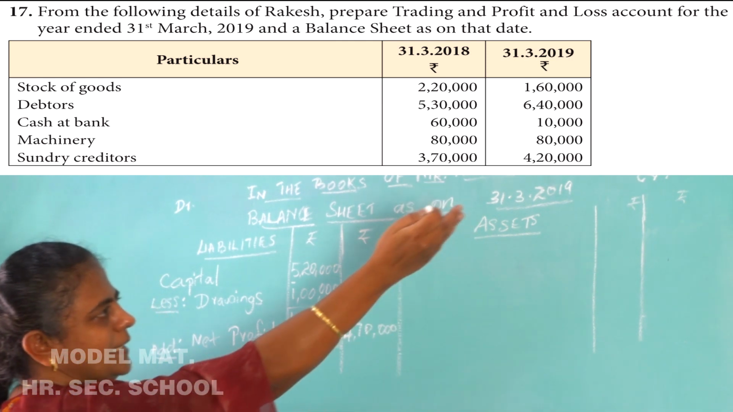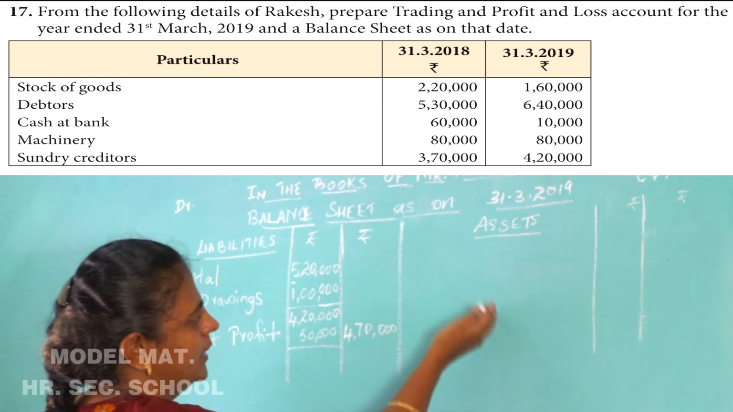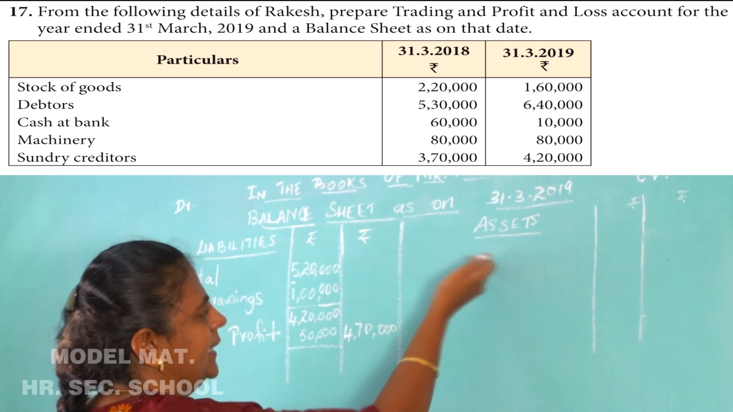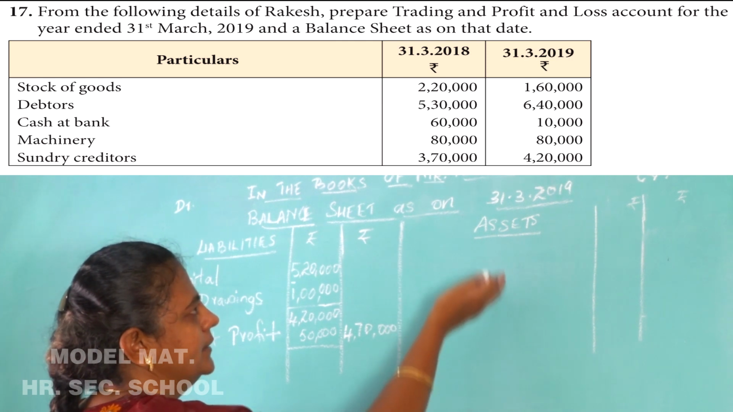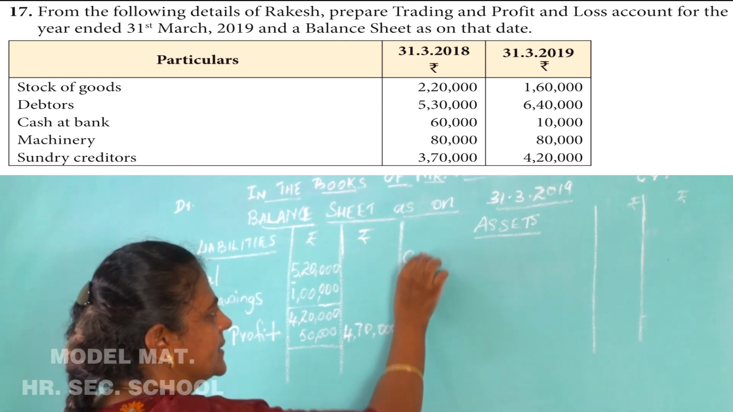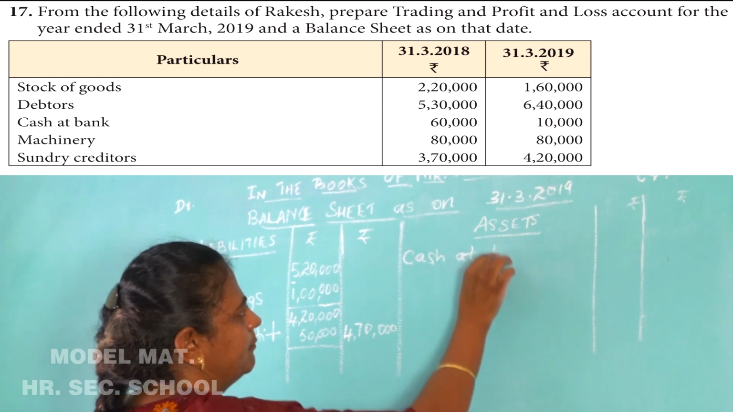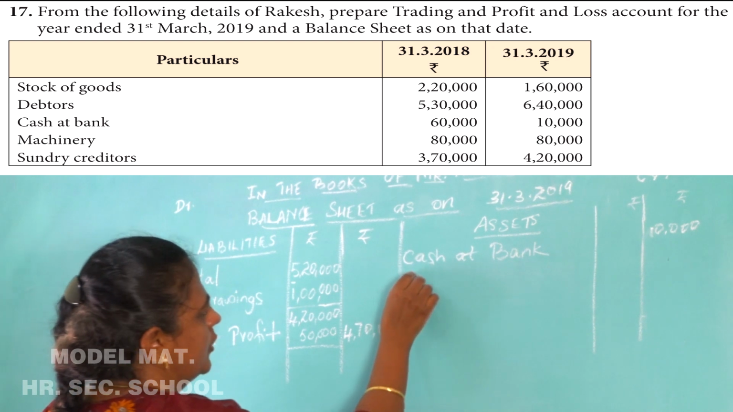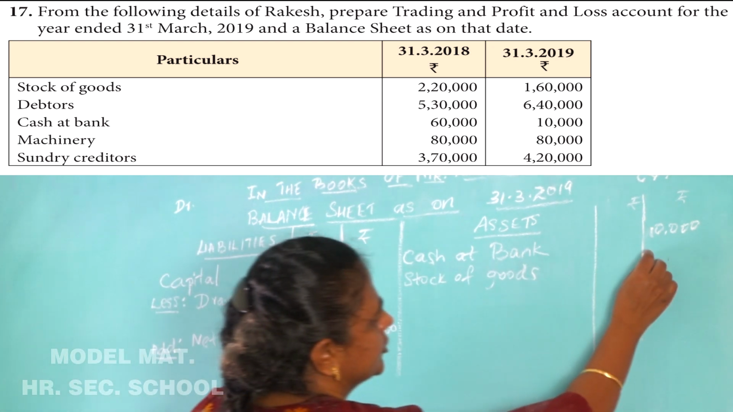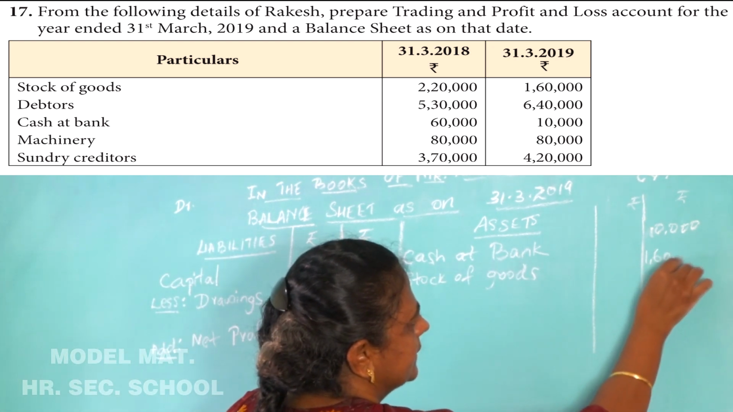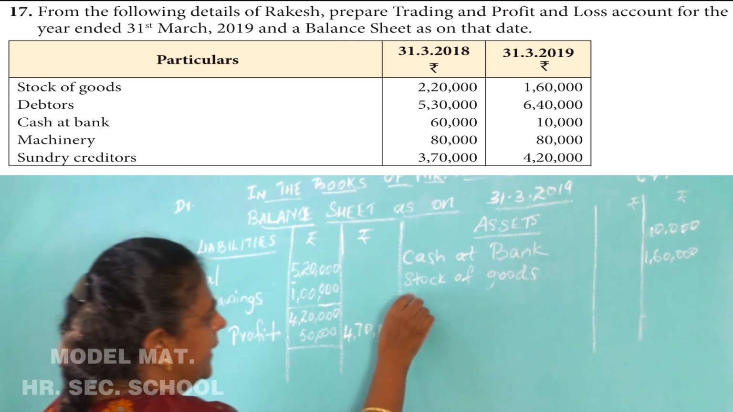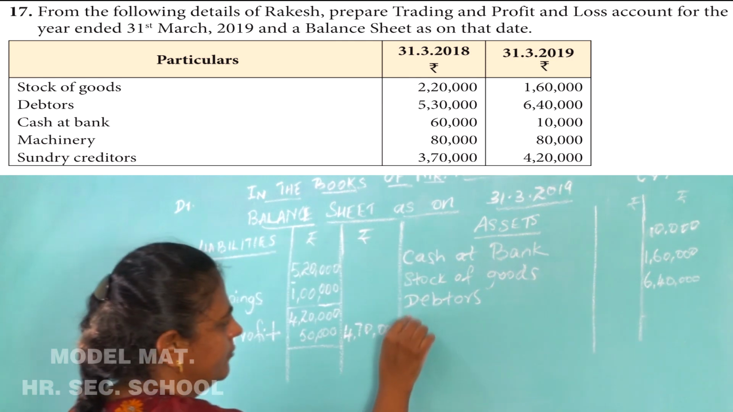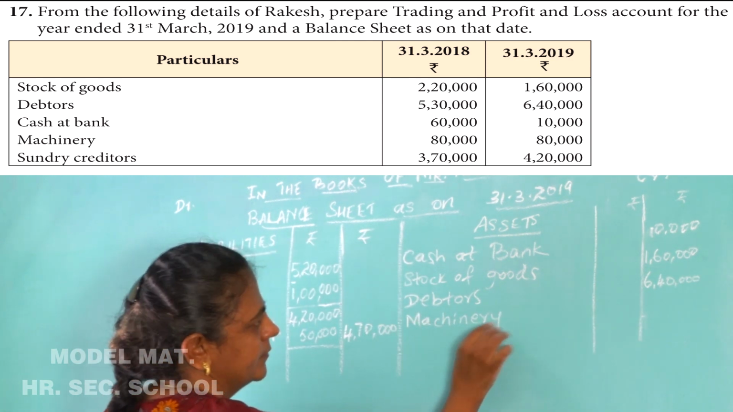Look to the question, identify the assets and write only the closing balances, that is the second column only. Always when you are writing the assets, first you can write cash in hand, then cash at bank, but in this question only cash at bank is given. So, first write cash at bank 10,000, then stock of goods 1,60,000, then debtors 6,40,000, then finally machinery 80,000.